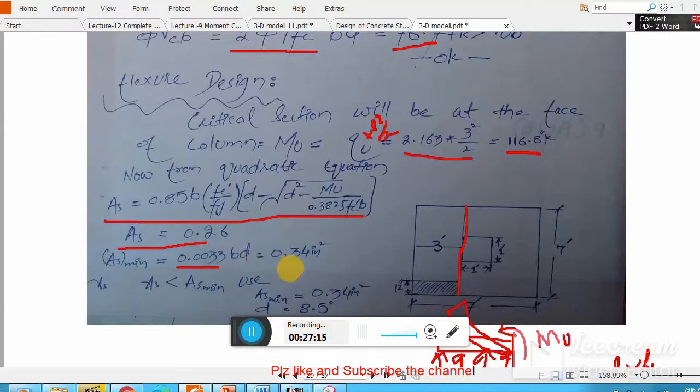Remember, sometimes we use the whole length. In that case, we are designing for the whole portion, not just this 1 foot strip. So you must make sure of this difference. Now my As minimum is greater than As, so that's why I'm using As minimum as my As provided, because I have to maintain that ductility check, and d is 8.5.